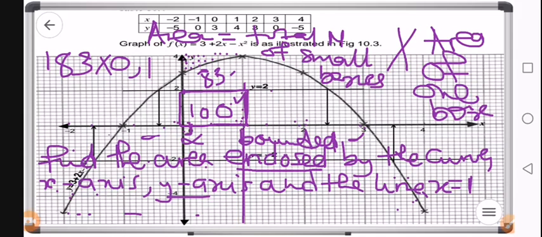So in total, the number of small boxes is 183, times the area of one box on the x axis, which is 0,1, times the area of one box on the y axis, which is 0,2. Okay, done.